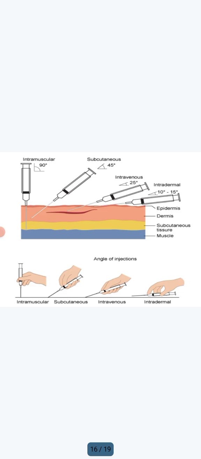So this picture shows the routes of administration, especially injection positions. Intramuscular 90 degrees, subcutaneous 45 degrees, intravenous 25 degrees, and intradermal 10 to 15 degrees. So at this angle we can inject liquid injection solutions. We call it the angle of injection.